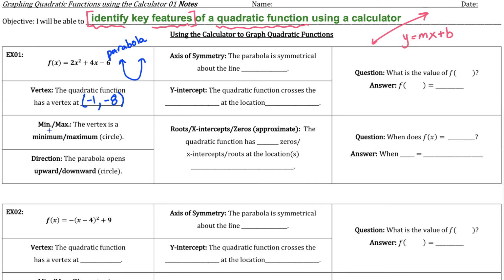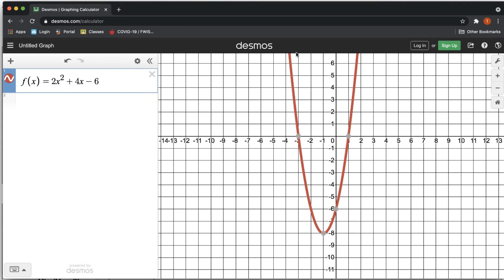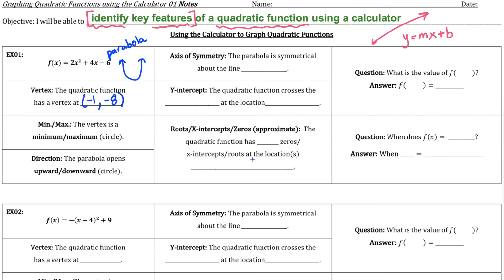Alright, the minimum or maximum. If you look at this vertex, see how this is the lowest point right here? This is the lowest point. That means this is the furthest down it goes. That means it is a minimum.